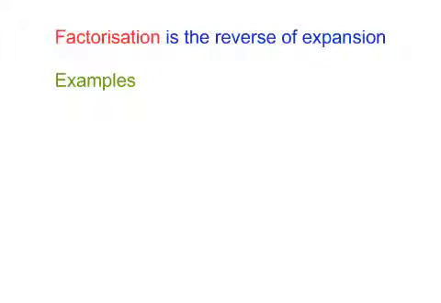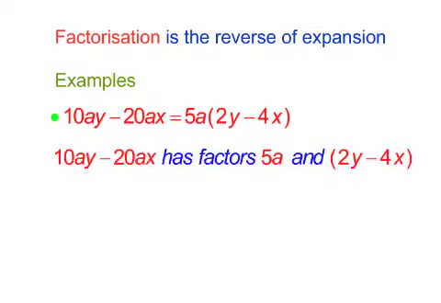Factorisation is the reverse of expansion or removing brackets. For example, here's an example, 10ay - 20ax. At this stage, just look at the right-hand side, which are the factors, 5a and the brackets 2y - 4x. They are the factors. So moving from right to left, multiplying 5a by the brackets will give you 10ay - 20ax.